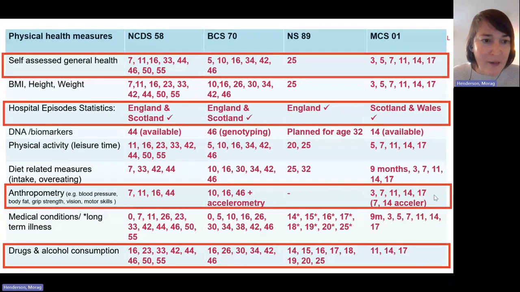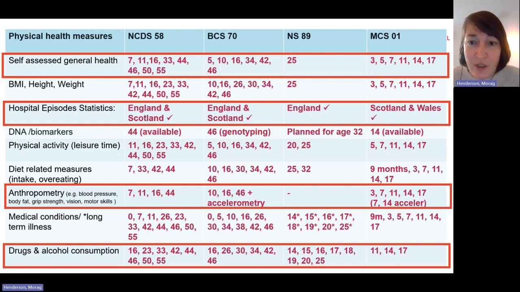And lastly, just to show you the aspect of risky behaviours, if you like, or health related behaviours, we do capture drugs and alcohol consumption. But you will also see that there are many, many other measures, including smoking, long-standing health conditions, diet and physical activity through accelerometry data.